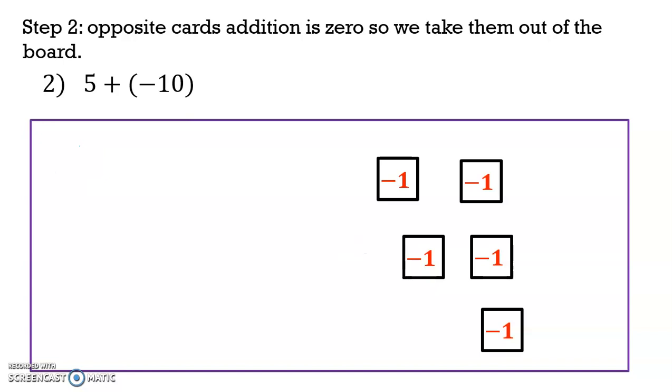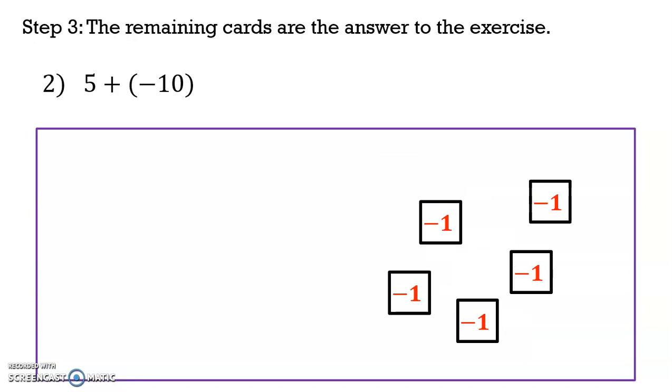So now we've got some cards left, meaning that 5 plus minus 10 is going to be this number of cards, but they are negative. So let's see how much we have. Minus 1, minus 2, minus 3, minus 4, and minus 5. So the answer is minus 5. One more example.